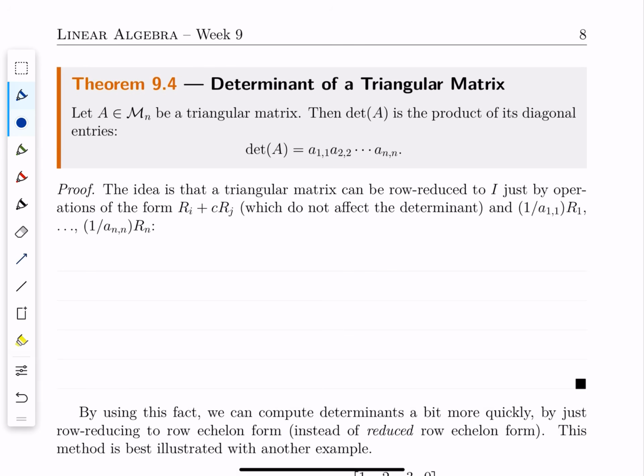This theorem gives us an explicit formula for the determinant of a triangular matrix. Remember, a triangular matrix is one that has all zeros either below the diagonal or above the diagonal, so the only interesting stuff happens either in the top right or in the bottom left corner. What this theorem says is that if you have a triangular matrix, then its determinant is just the product of its diagonal entries. So the determinant of a triangular matrix equals the first diagonal entry times the second diagonal entry and so on, down to times the last diagonal entry. All right, so let's see where this theorem comes from.